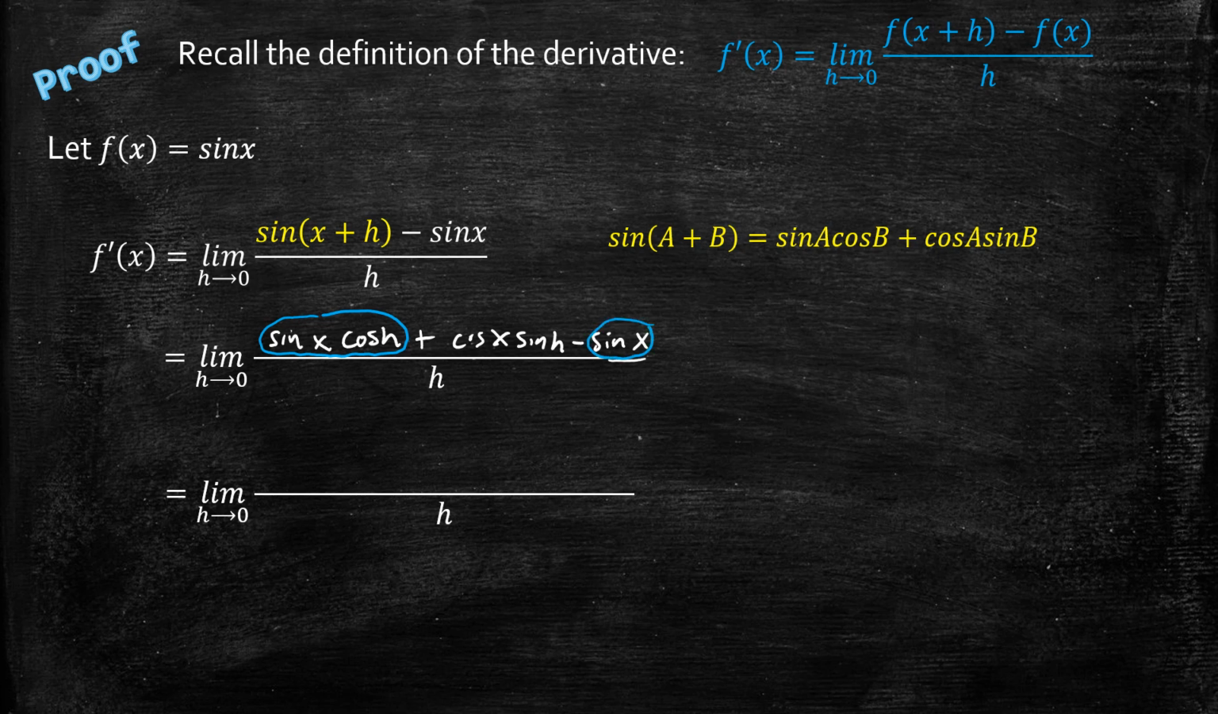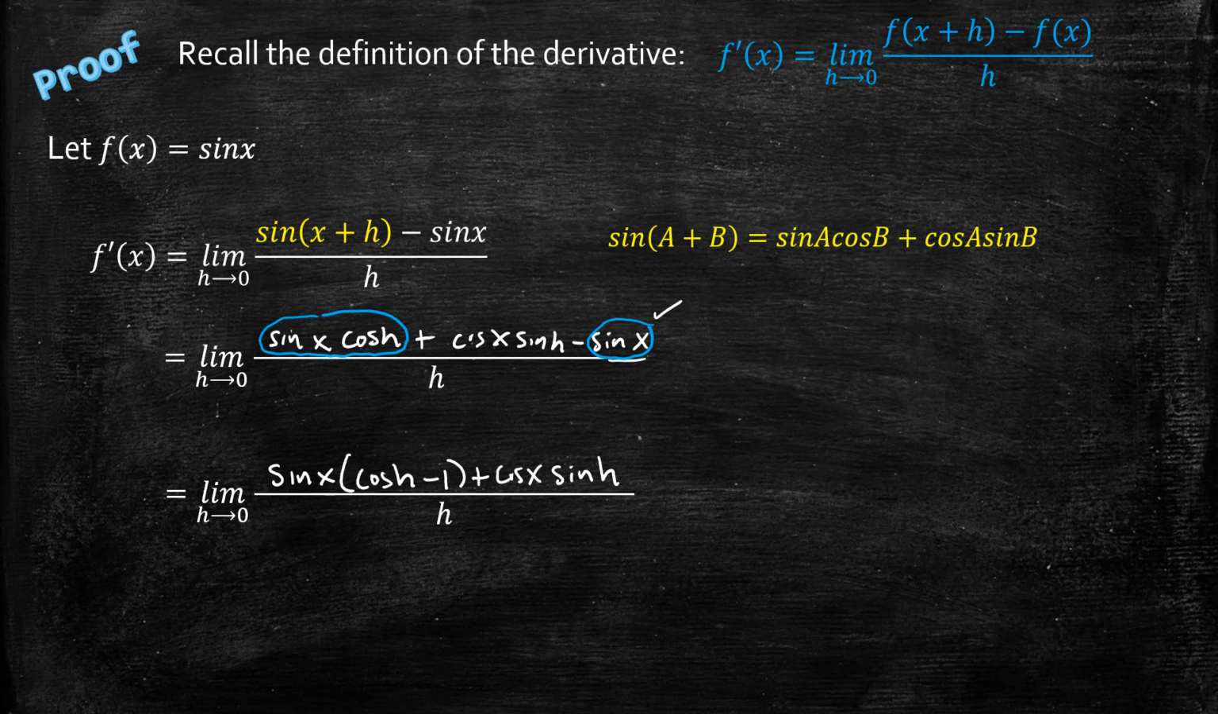So I'm going to rewrite, restructure a little bit, and I'm going to write sine x. I'm actually going to factor out of cosine h, and then I'm going to put a -1 to make sure that when I distribute back in, I get this minus sine x. And then I have plus cosine x sine h still remaining.